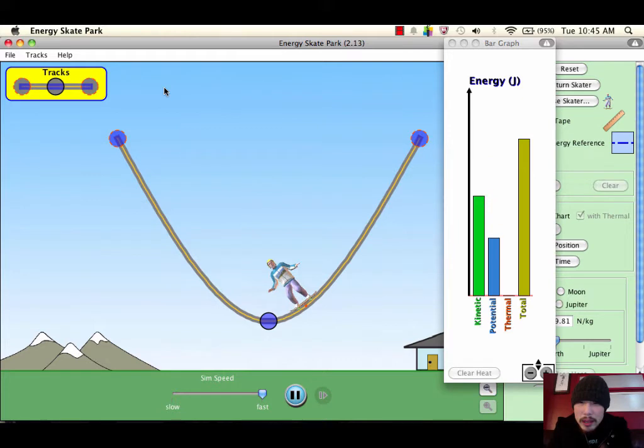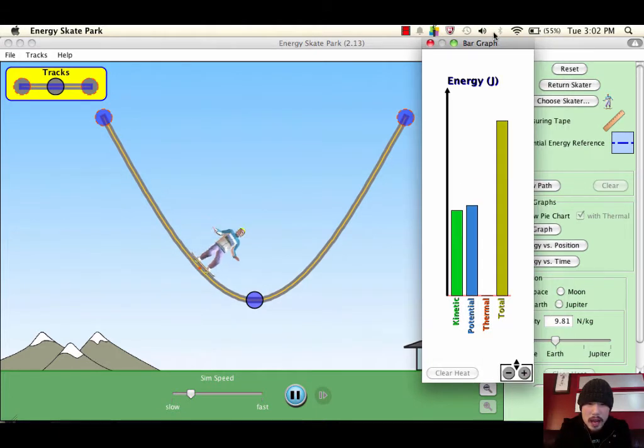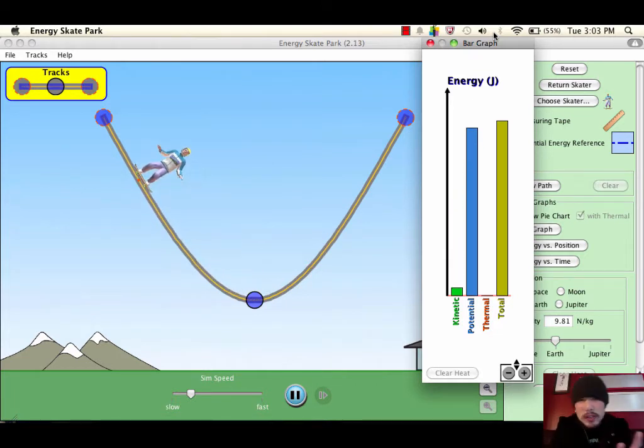Alright, so here at the bar graph, we can see that as the guy reaches the max height, look at this potential energy bar. Okay, it's big, it's really big, but then as he goes down, I'm going to put this in slower motion, look what happens to the potential energy. It turns into kinetic energy and then back into potential. And here's the reason why.